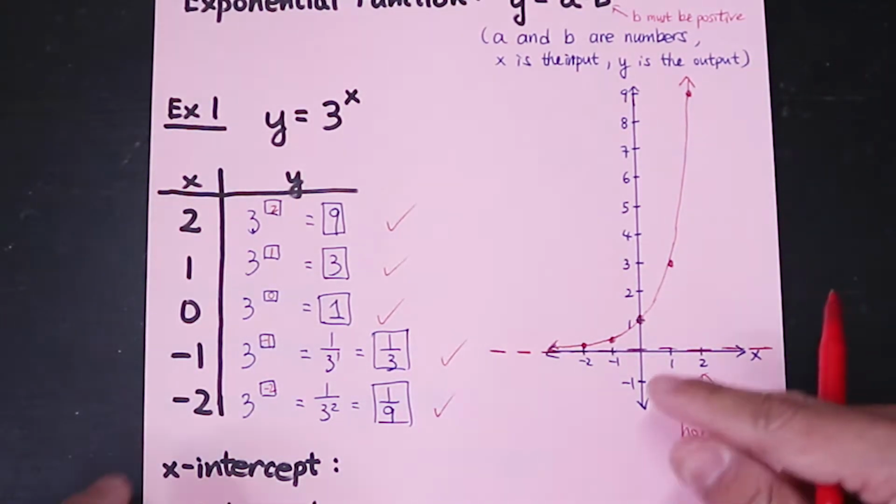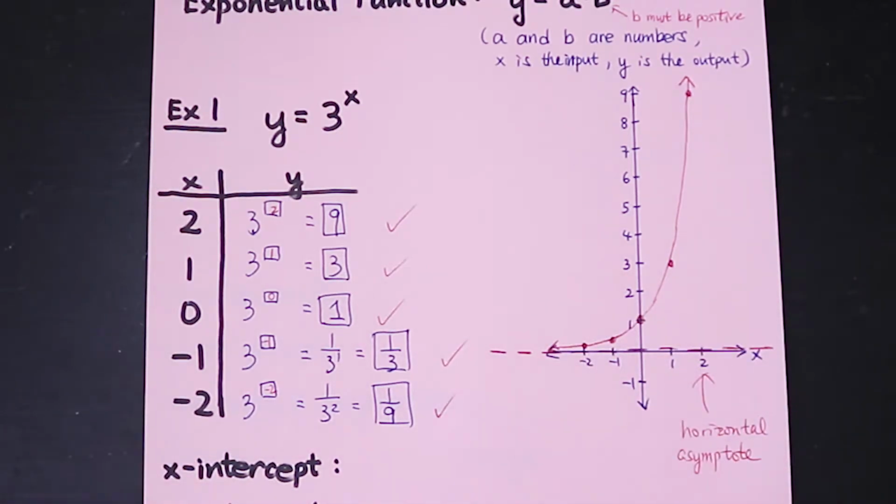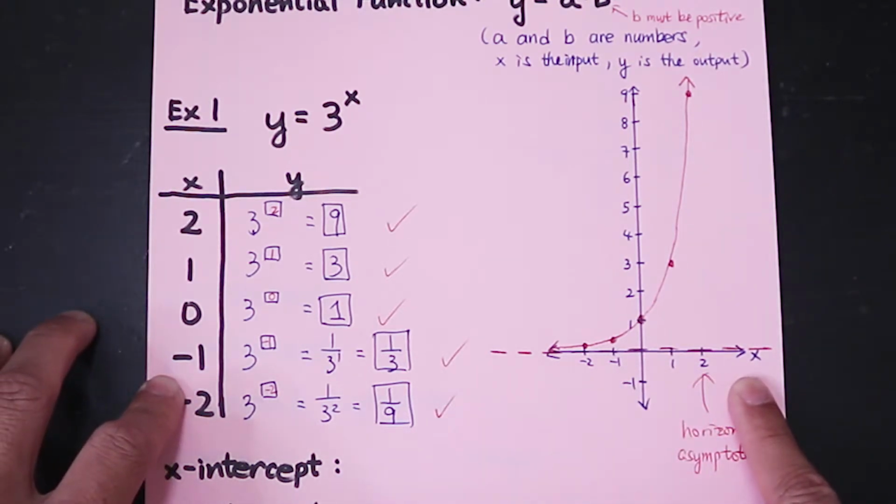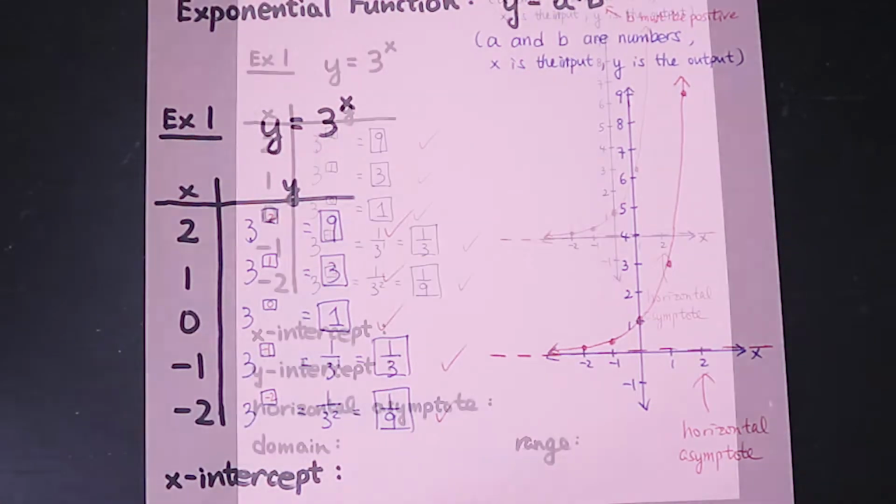It will never touch this. It will get very, very close to it, to a point that you think they would touch, but they don't actually. So this is the horizontal asymptote, and this is also part of the graph. You have to graph that on your homework as well.